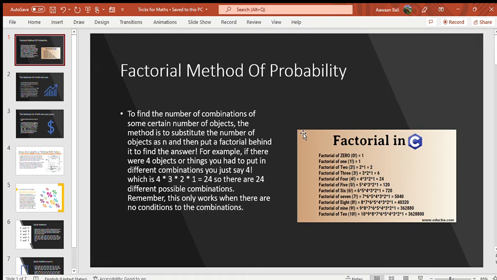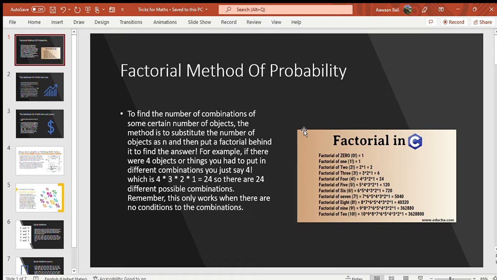To find the number of combinations of some certain number of objects, the method is to substitute the number of objects as n, so a variable, and then put a factorial behind it to find the answer. For example, if there were 4 objects or things you had to put in different combinations, you just say 4 factorial, which is 4 times 3 times 2 times 1, which is 24. So there are 24 different possible combinations. Remember, this only works when there are no conditions to the combinations.